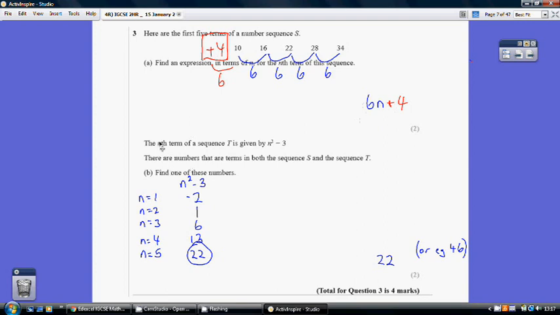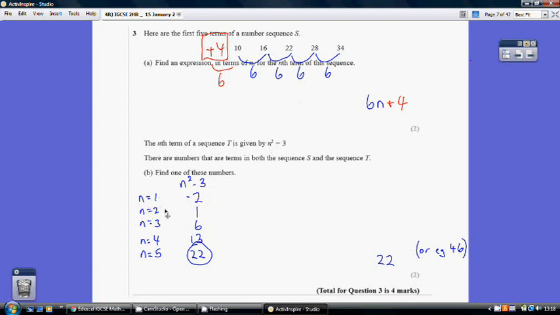Now for part B, we've got a brand new sequence, and we're just trying to find some numbers which are in this sequence as well as the original sequence. So let's just start putting the sequence together. So position number 1, what would be first in the queue? That's when n is 1. Substitute 1 into this. 1 squared is 1, take away 3 is minus 2.